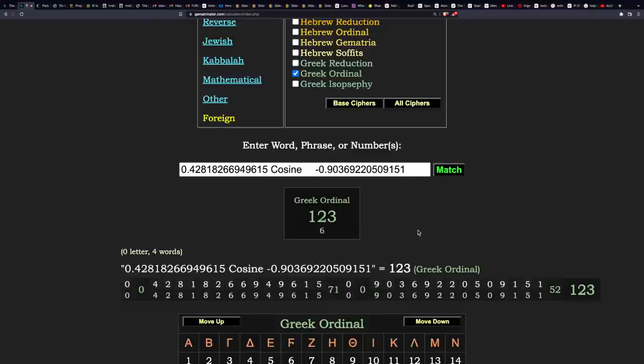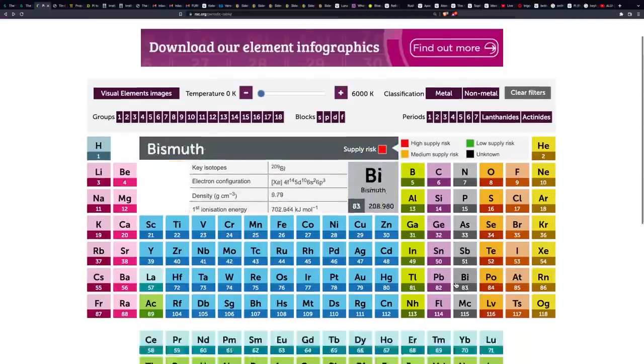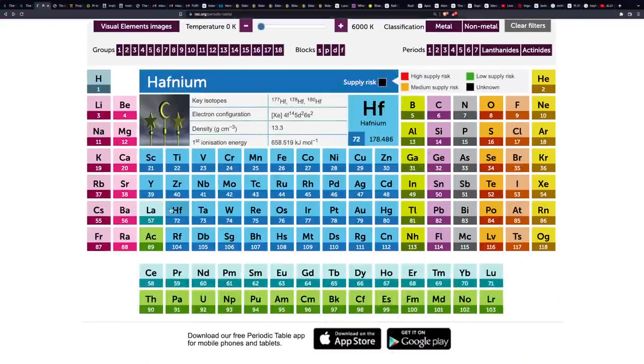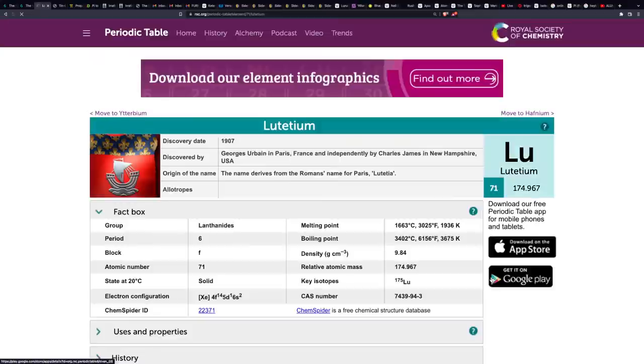And what's 71? Lutetium. What is lutetium? Lucifer. What is Lucifer? The light bringer. What does the light do? It brings the simulation forward. It makes the simulation happen. It makes this movie happen. It delivers the movie to the world. 71 is lutetium. Those of you that want to see, you go to the number 71, which is right here.